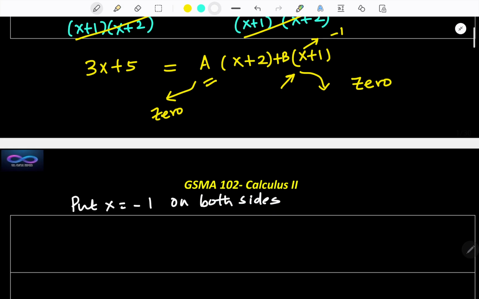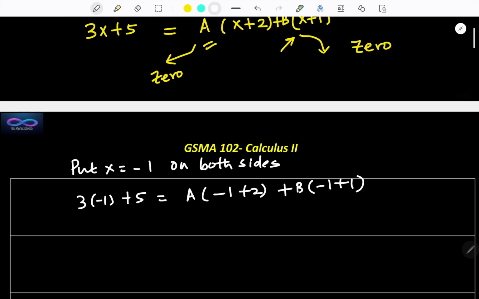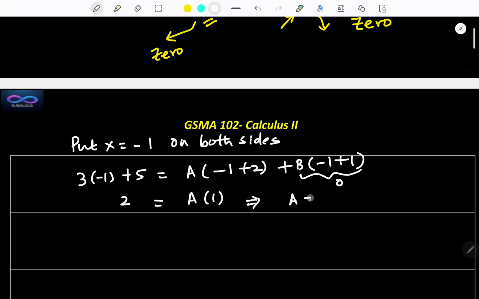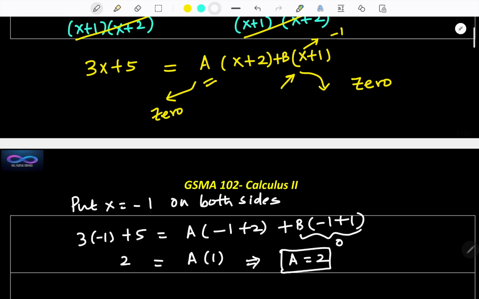So what will happen? 3 times minus 1 plus 5 is equal to a times (minus 1 plus 2) plus b times (minus 1 plus 1). So minus 3 plus 5 is going to become 2. This is equal to a times (minus 1 plus 2), which is going to become 1, and this is going to become 0, right? We chose the values so that b will be 0. So this implies a is equal to 2.